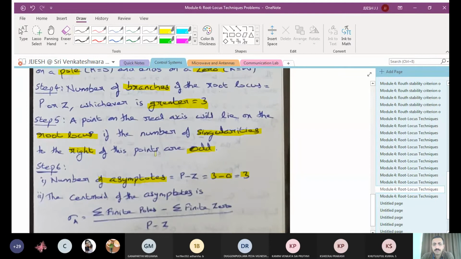So all of you have completed this. We'll go to the next part. Find out the sigma A. Those who have completed sigma A, you go with finding out the angles, phi A.